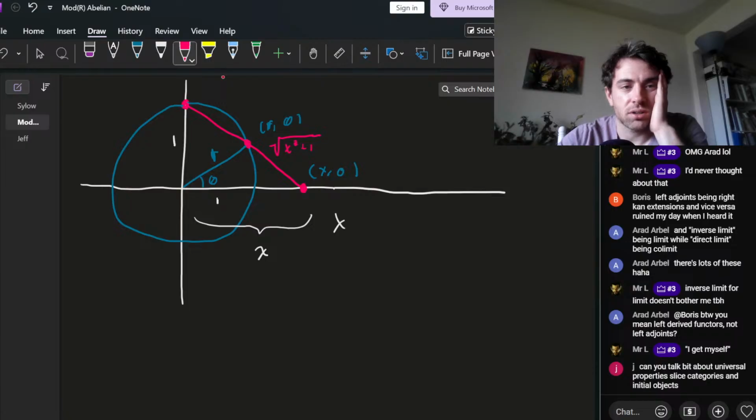And we've got, we should be able to work out all of the angles, right?